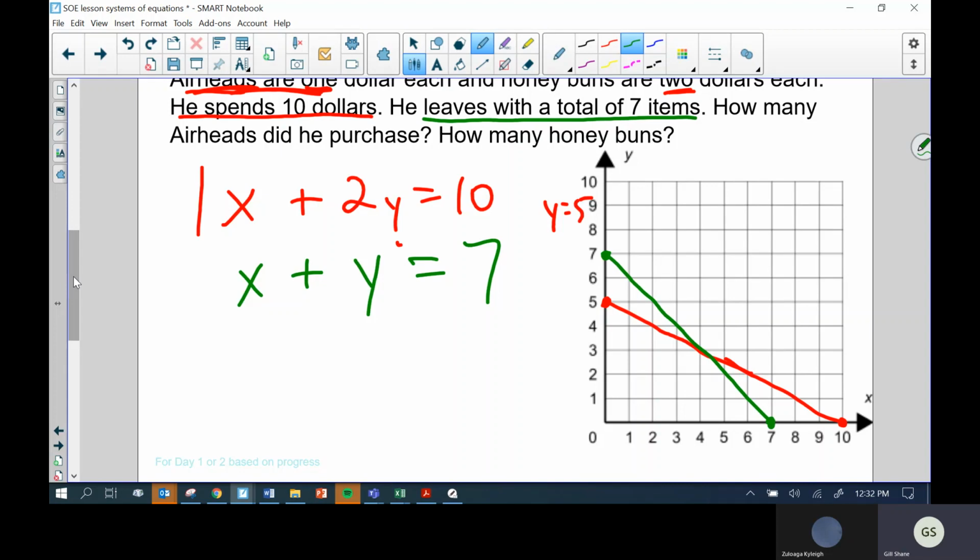Some of you are trying to solve it instead of creating the equation. Remember, that's two different things. Solving it and figuring out how many he actually bought is not what we're doing, not right now. I just asked you to create the equation. But you did come up with that solution. Most of you are trying it. 4 and 3. So he bought 4 airheads, because x is airheads.